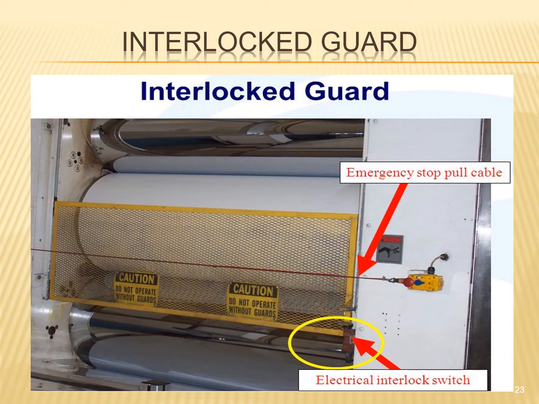Another example of an interlocking guard, and here is the trip wire. If this is tripped or pulled, then the machine would stop.